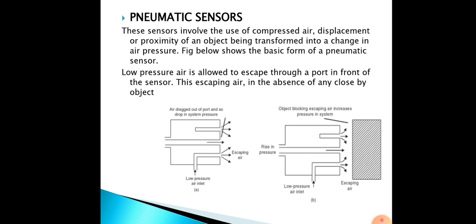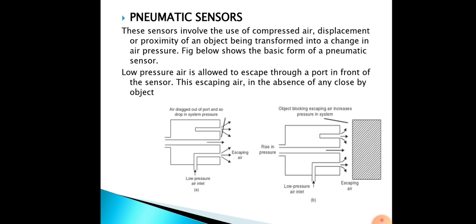Okay, so here, if there is a close by object, the air cannot so rapidly escape and the result is that the pressure increases in the sensor output port. The output pressure from the sensor thus depends upon the proximity of the object, means the distance of the object. If it is close, then the air cannot escape. Pneumatic sensors are used for measurement of displacement in fractions of millimeters. Okay, this can be typically 3 to 12 millimeter.